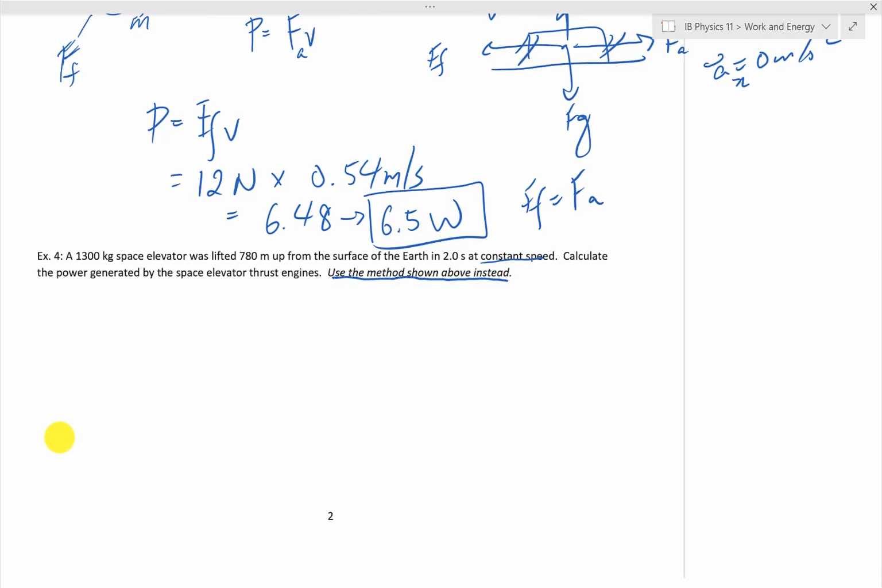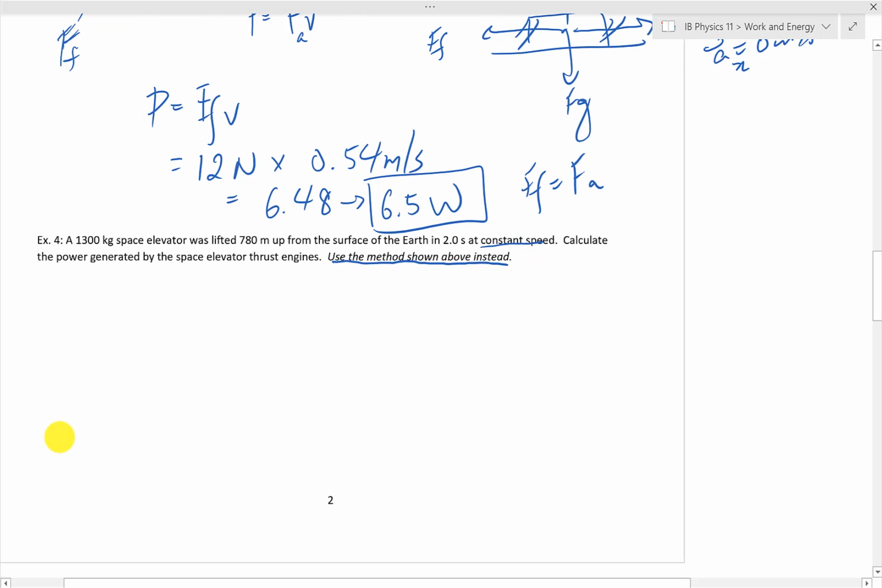And now it's my turn to explain. So if we want to use this power equation, power is equal to the force times the velocity. We first need the velocity, with the speed here, which is constant. That's good to know. We know that the elevator is lifted 780 meters up from the surface of the Earth, and it did that in 2 seconds, meaning we can calculate velocity right now, which is our displacement over time. That's 780 meters over 2 seconds, which gives us 390 meters per second for our speed.